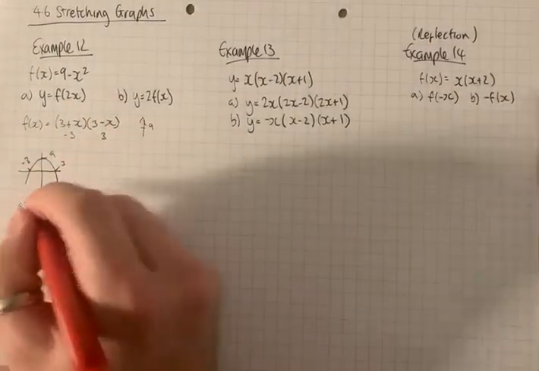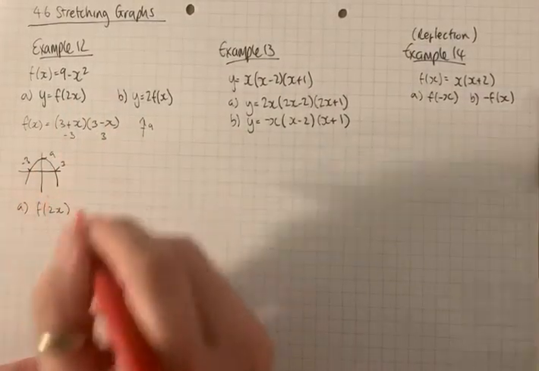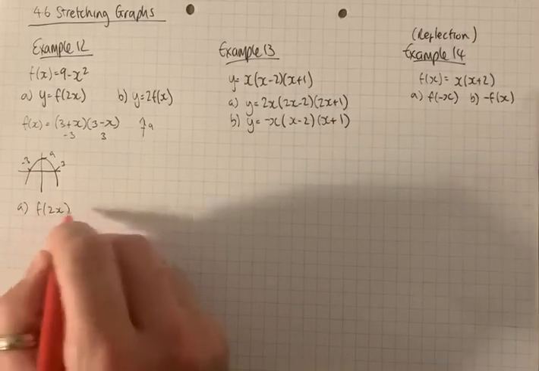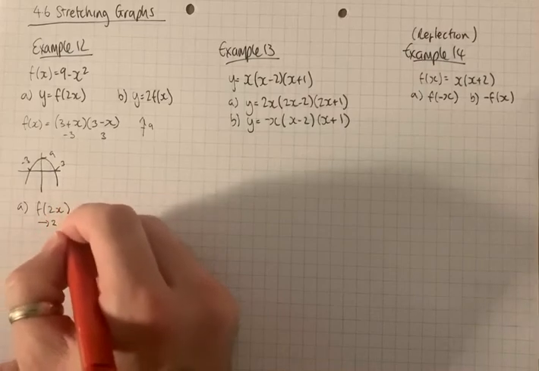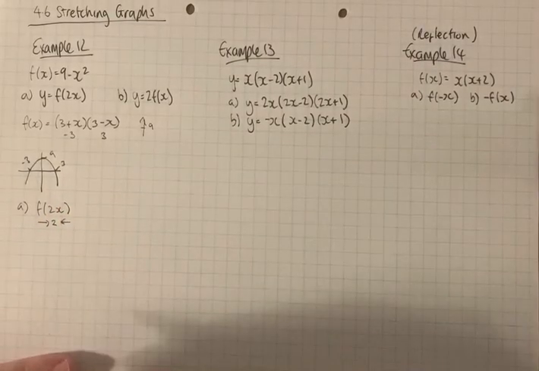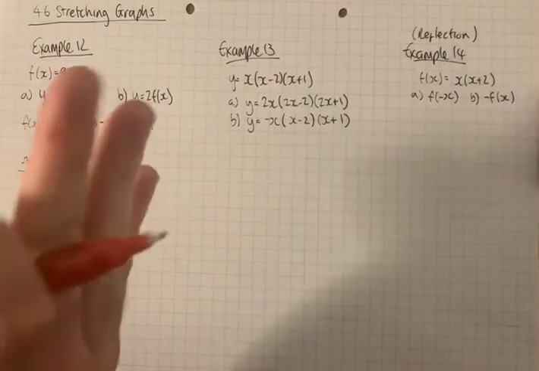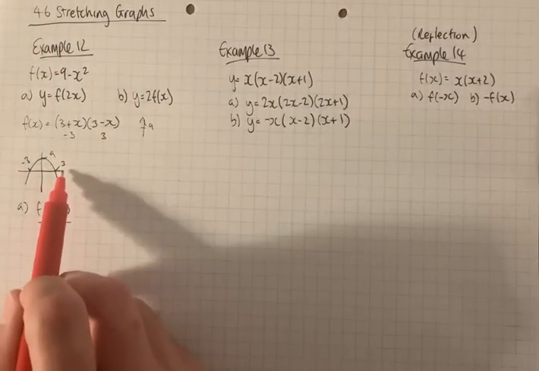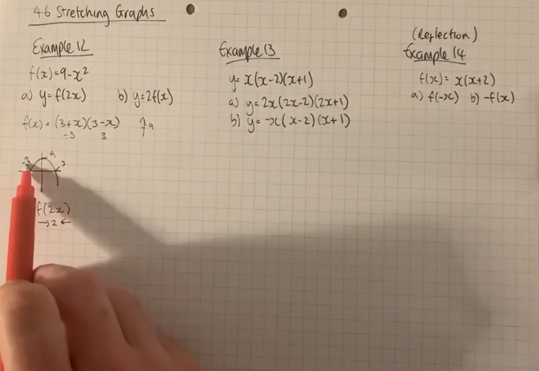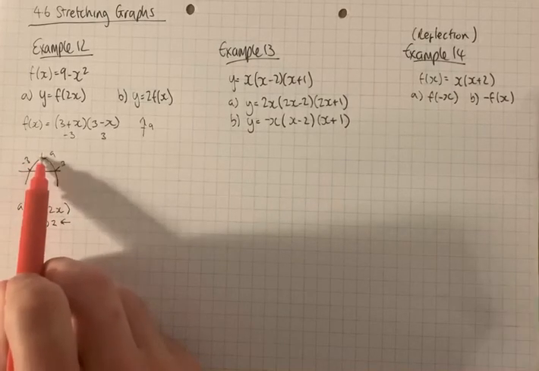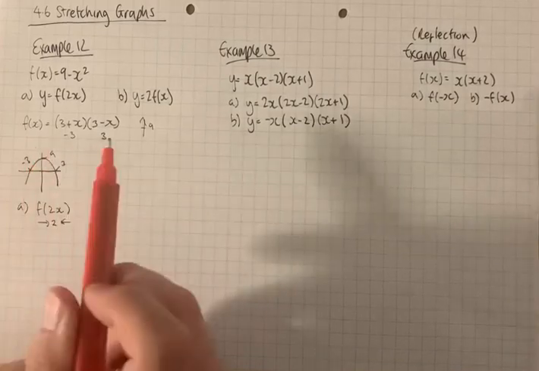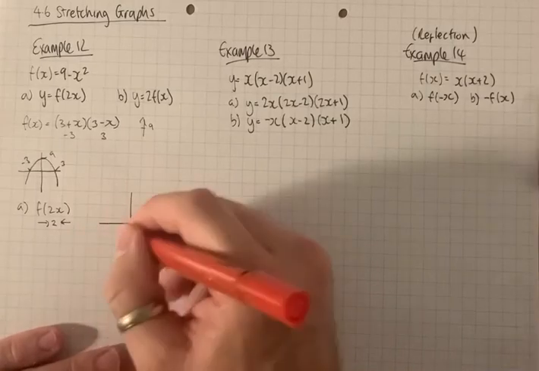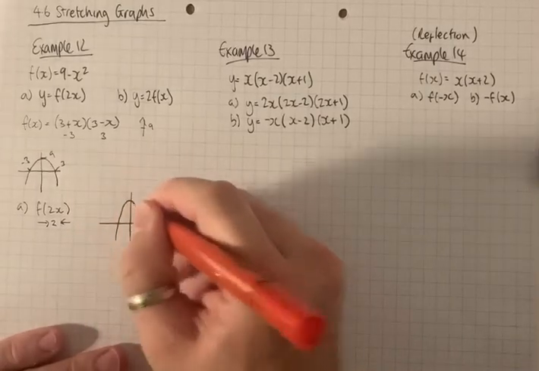Now, in A, f of 2x, that's inside the bracket, next to the x. Inside the bracket is a squash by a factor of 2, or an enlargement by a factor of half. So everything gets crushed towards the y-axis by a factor of 2. We divide the x coordinates by 2. So 3 becomes 1.5, minus 3 becomes minus 1.5. This point is unchanged because x equals 0, so half of 0 is still 0. So this graph is going to look very similar. It's just been squashed towards the y-axis.